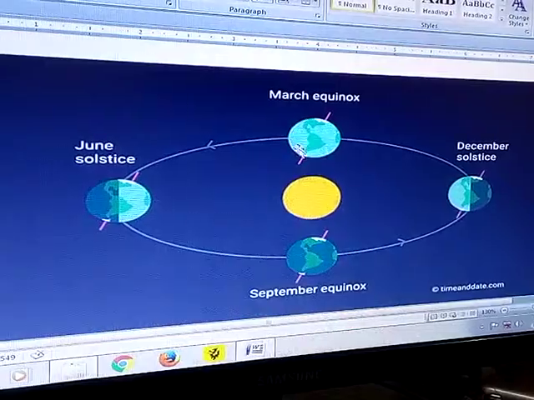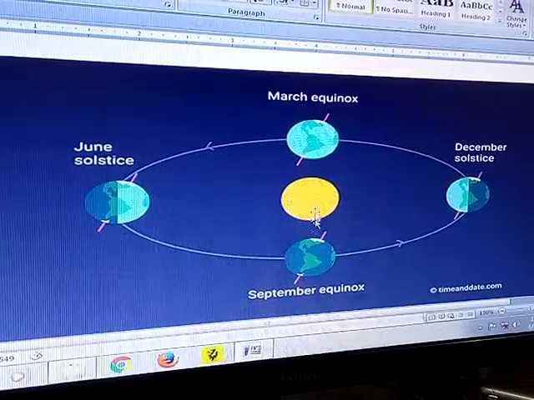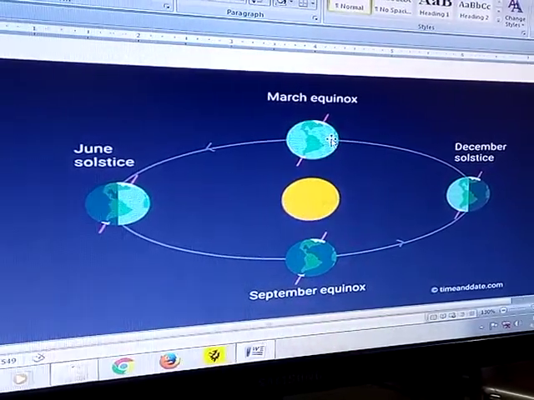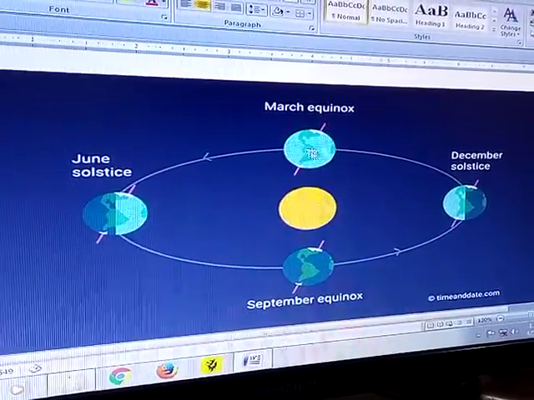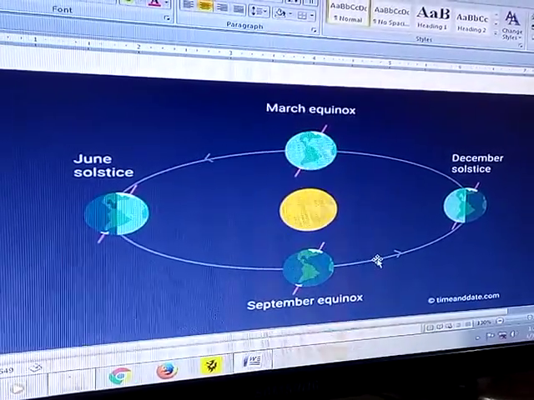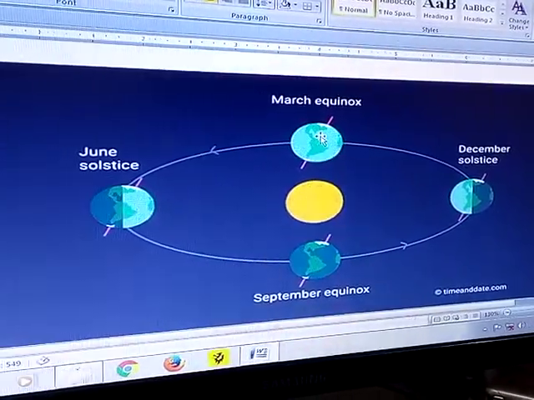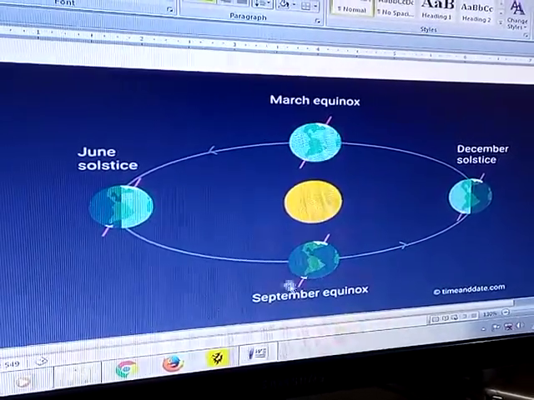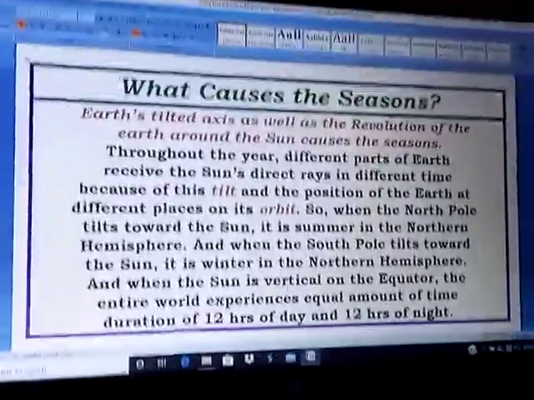The diagram of spring and the diagram of autumn will be similar and different at the same time. Similar because during the spring the sun will be overhead on the equator, and during the autumn also the sun will be overhead on the equator. But what is the difference? Time. It is March, which comes after winter. It is autumn, which comes after the summer. Let us continue the discussion.